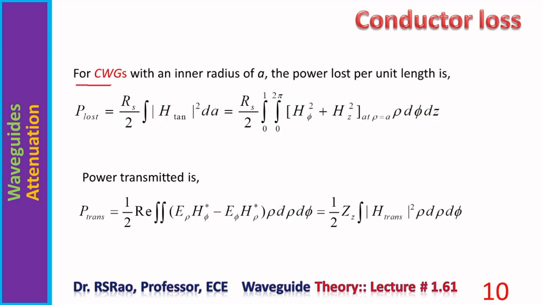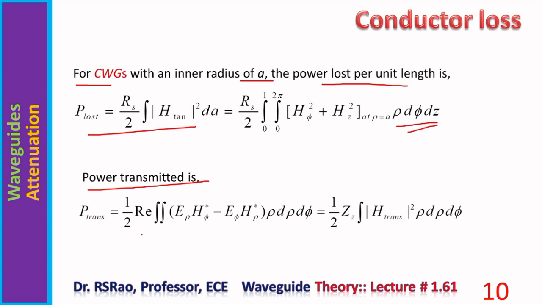This is conductor losses for circular waveguides. Here a is the inner radius of the guide. Power lost per unit length is given by this formula: Rs by 2 times the integral of H trans squared, equal to Rs by 2 times the integral from 0 to a, 0 to 2 pi, of H phi squared plus Hz squared, rho d phi dz. Power transmitted is again, the idea is the same, using Poynting theorem.